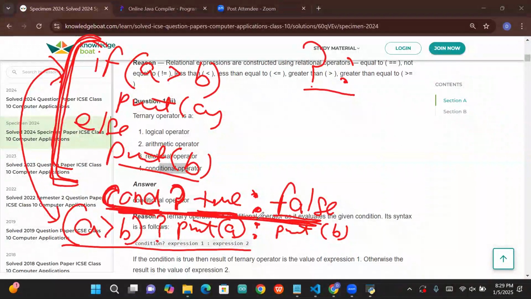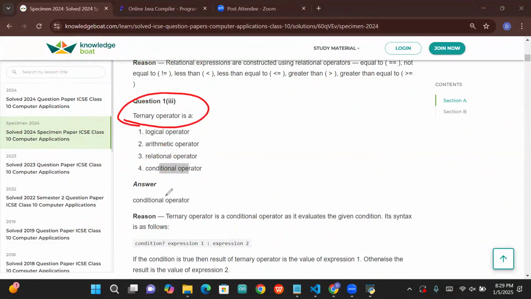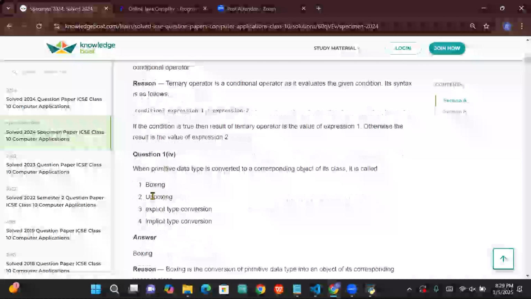That question also, generally, if you open all the last 15 years' papers, you will see that 2 mark questions are asked based on that. So the answer of this question: the ternary operator is a conditional operator. Why conditional operator? Because in the ternary operator, we are checking the condition. I hope you are getting the things.